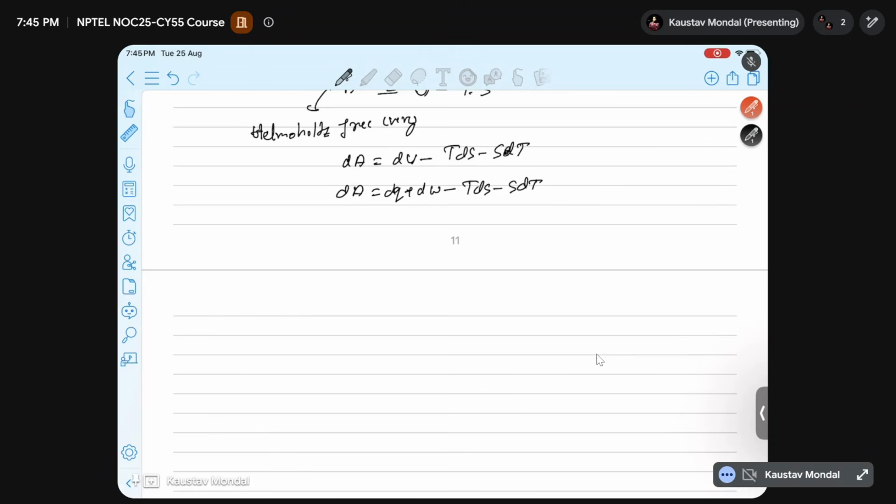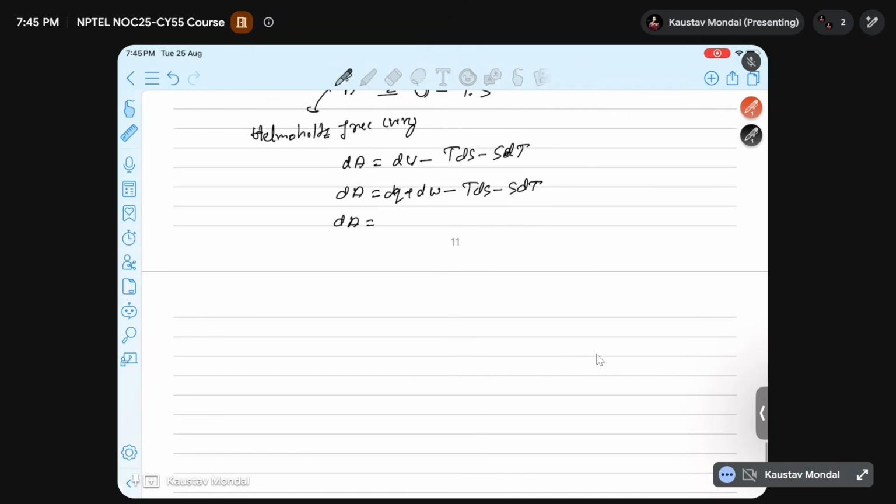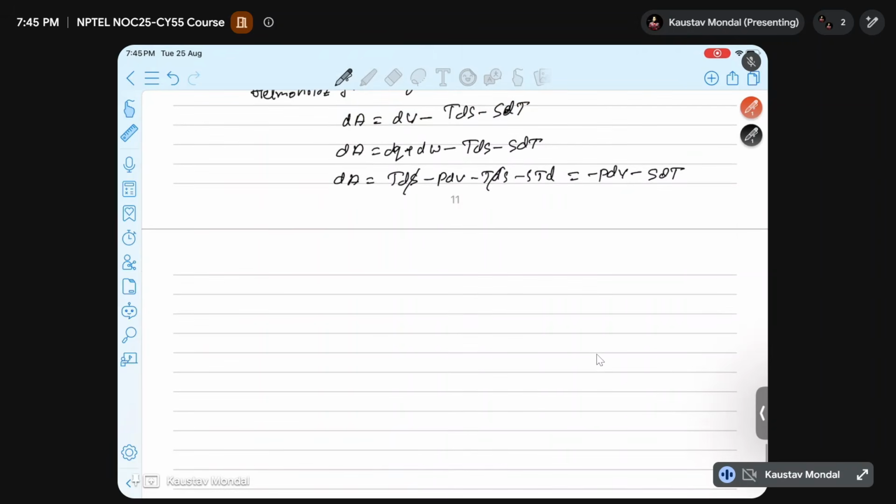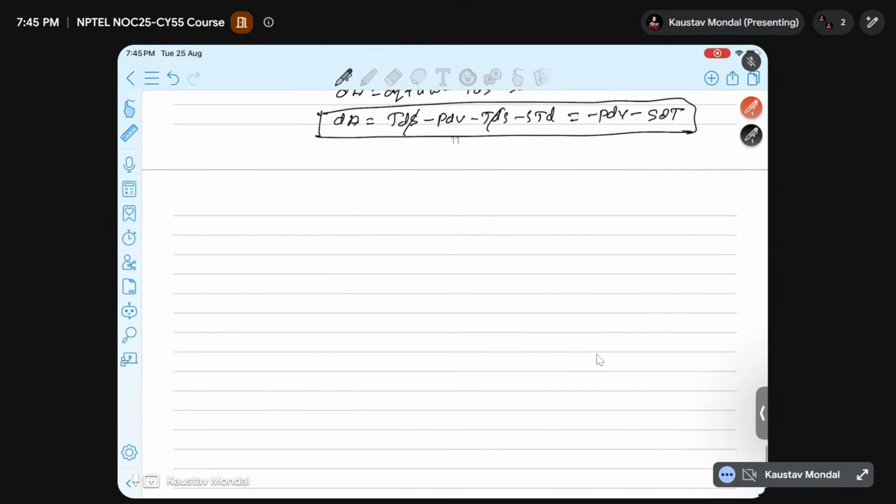So dA: dq you can write as TdS, plus dw you can write as minus PdV, minus TdS minus S dT. So TdS will cancel to give you minus PdV minus S dT. So from this relation of dA, we can write P as minus del A by del V at constant T. So this is the useful relation that we are going to use.